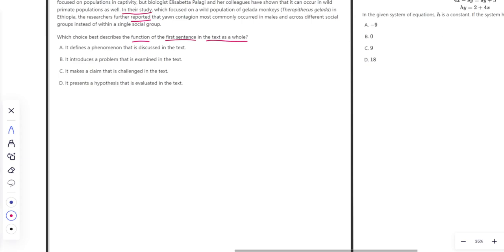Let's keep reading. "It introduces a problem." It does introduce something, but it's not necessarily a problem. "It makes a claim that is challenged." No, that wasn't challenged. It was supported by these studies. "And it presents a hypothesis that is evaluated." No, it looks like it's presenting a fact. So, yeah, the best choice here is going to be answer choice A. We're defining a phenomenon that is discussed later on in the text.